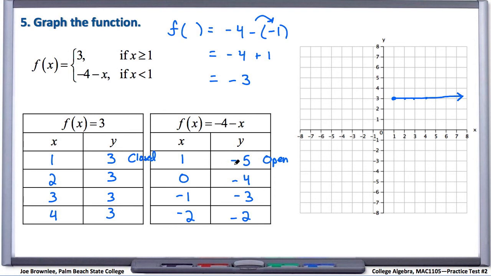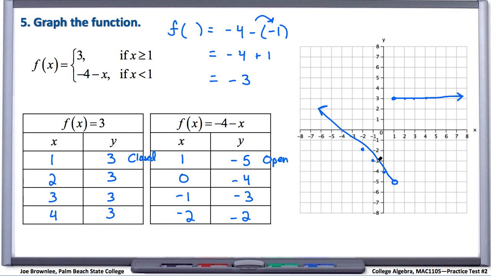And here we have 1 comma negative 5, but again, make sure to graph it with an open circle. Then 0 comma negative 4, negative 1 comma negative 3, negative 2 comma negative 2, right there, and that trend will continue. Oh, that's pretty bad. Let's try a little better, something like that. It's difficult to draw a straight line freehand, but this is what we have here.